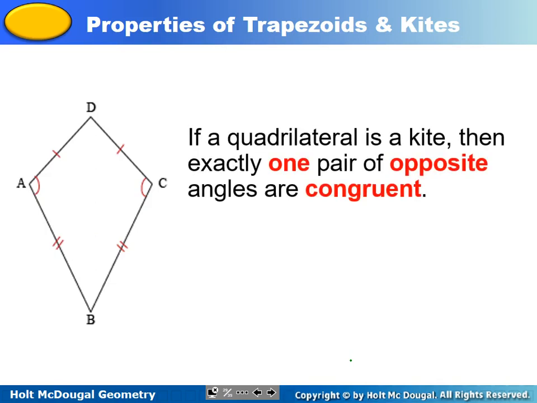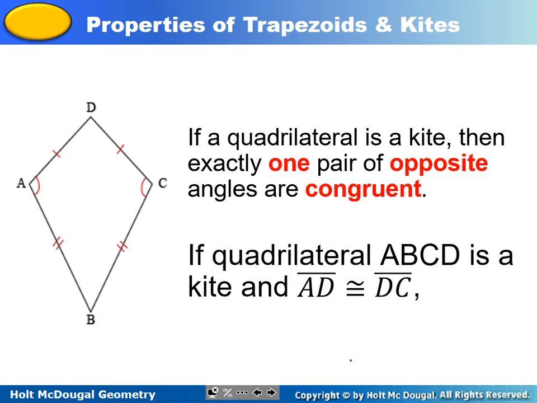Also, when we have a kite, if the quadrilateral is a kite, then exactly 1 pair of opposite angles are congruent. And these angles are between the 2 non-congruent sides. So notice that AD and AB are not congruent, and DC and CB are not congruent. So those angles that are congruent are between the non-congruent sides.